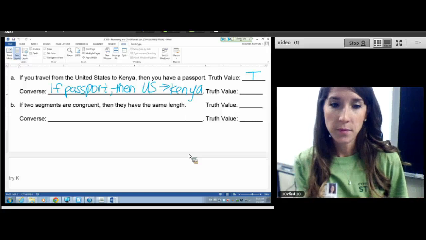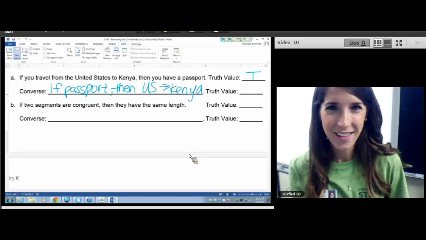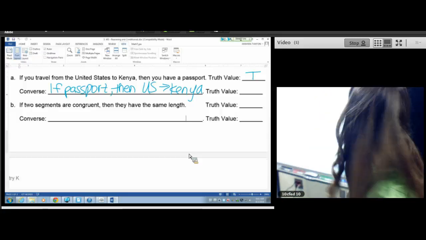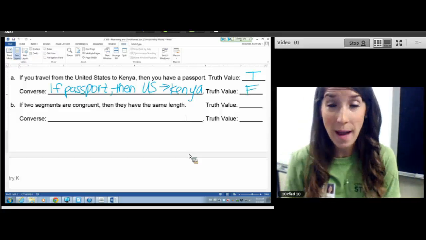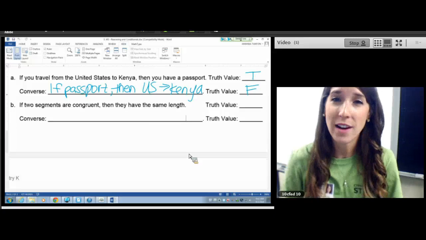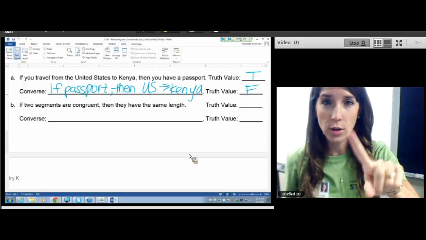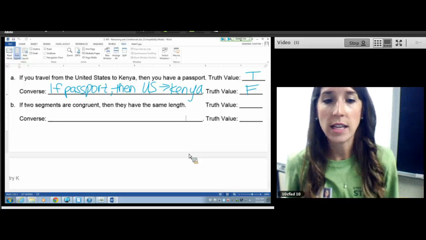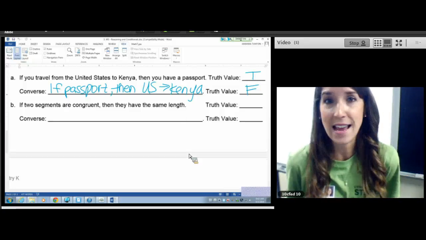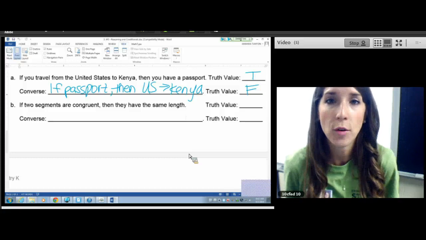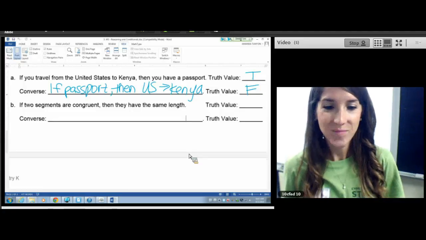The converse. If you have a passport, then you're going to Kenya. Well, that's not true. There are a million places that you could go with your passport. You don't have to go from the United States to Kenya. So the original has a truth value of true. The other one, the converse, has a truth value of false. And the counterexample could be you're going to England. That's the counterexample. You just say another country other than Kenya.